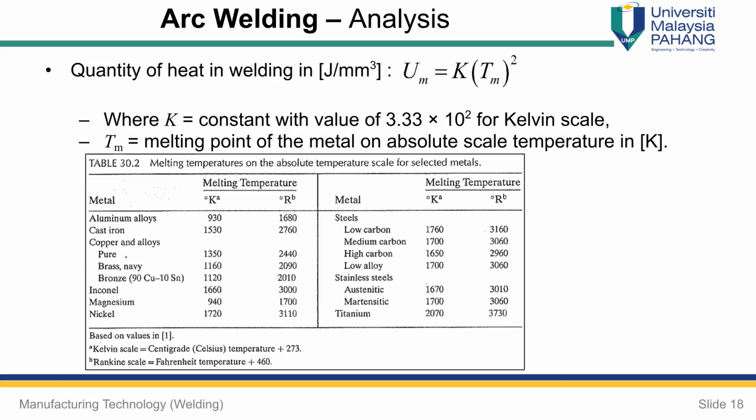Flux prevents the formation of oxides and contaminants. It melts into a liquid slag that hardens and must be removed later. Flux provides a protective atmosphere, stabilizes the arc, and reduces spattering.